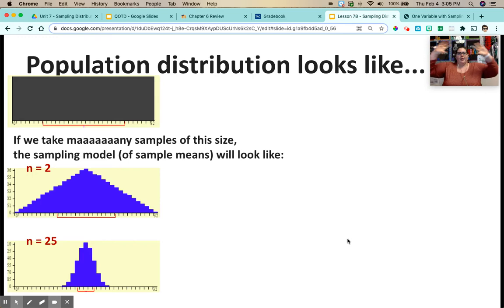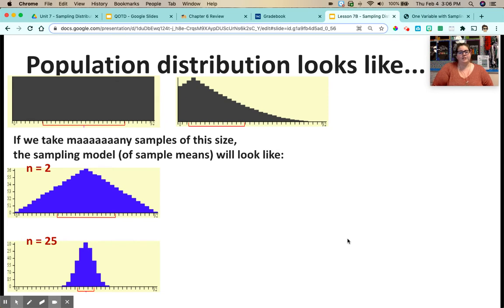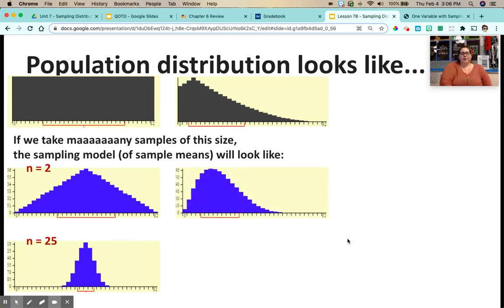So you can see that change in not only the spread of the distribution from population to sample size 2 to sample size 25, but also in the shape. We started off very blocky. The second one is more like a triangle. And by the time we get to the third one, it's looking more like what we would call normal or symmetric. Here's a graph that starts off very, very skewed. There's what it looks like with a sample size of 2, repeated many, many samples of size 2 from that population. And then here's what that looks like with a sample size of 25.